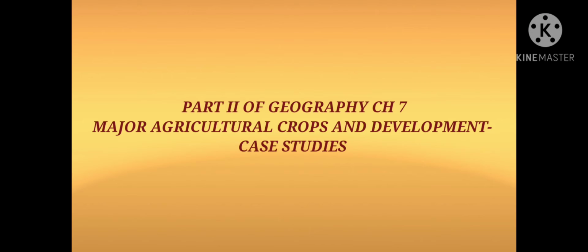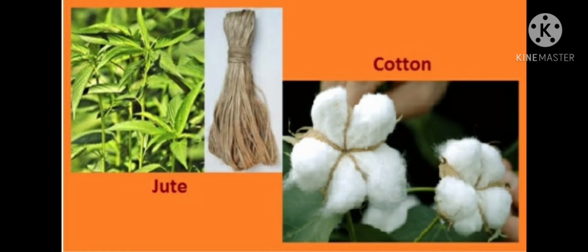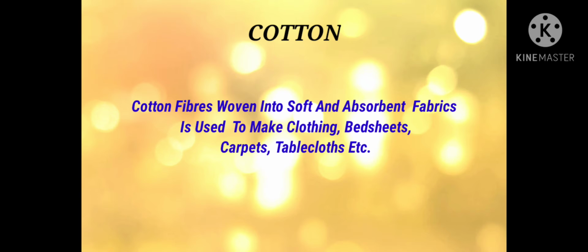Hello children, in the present video we are going to continue with Geography chapter 7, that is Major Agricultural Crops and Development Case Studies, and in this video we will specifically focus upon certain fiber crops and non-food crops like cotton, jute and rubber. Children, cotton is the most widely used of all plant fibers.